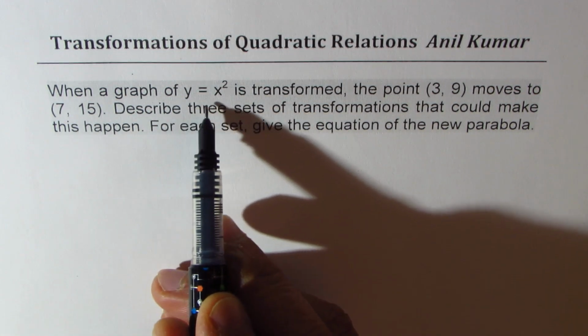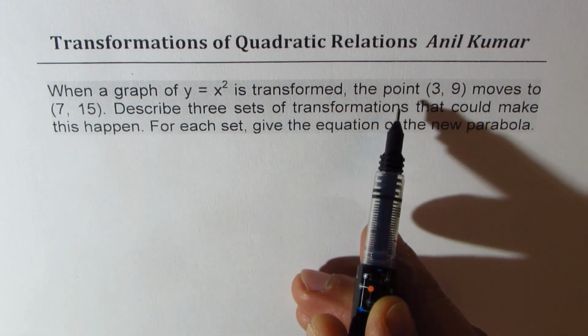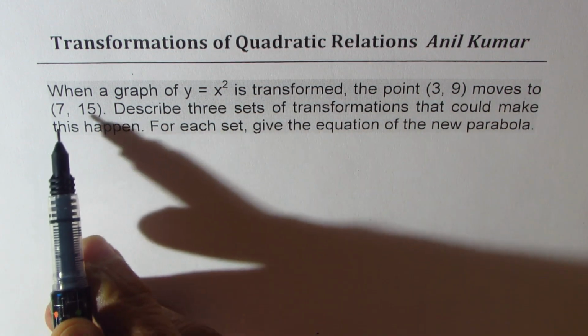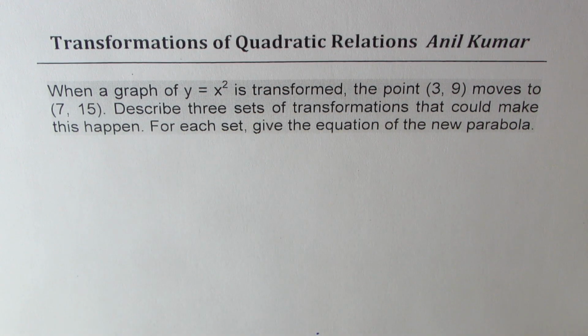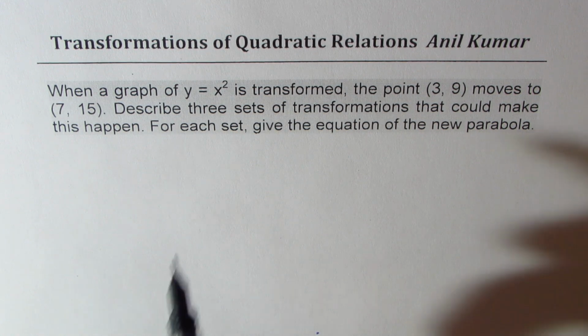When a graph of y equals x squared is transformed, the point (3, 9) moves to (7, 15). Describe three sets of transformations that could make this happen. For each set, give the equation of the new parabola.